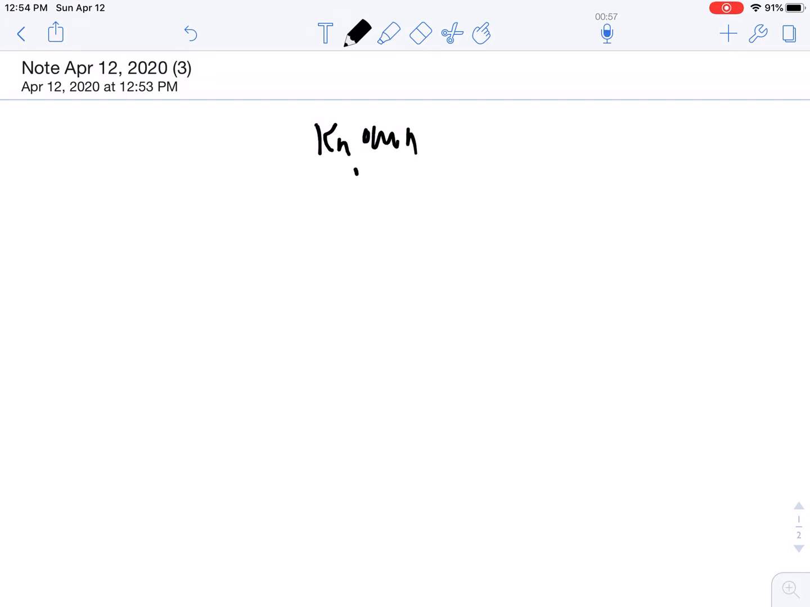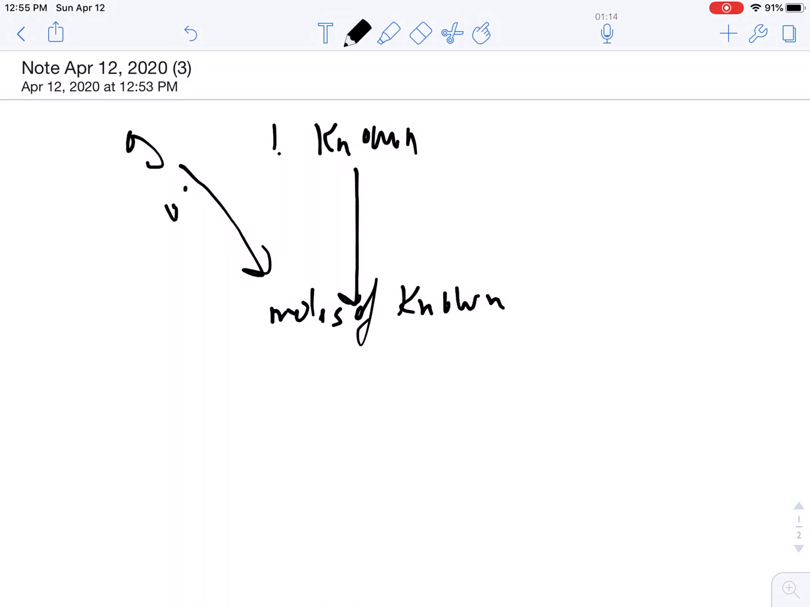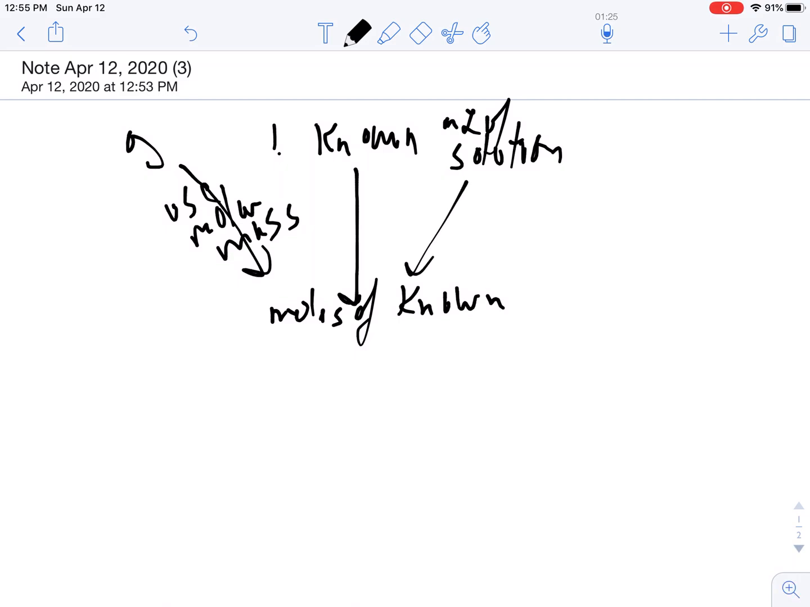and you're going to convert to moles of known. Now, how do you go from your known to your moles of known? It depends on what they give you. If it's in grams, you convert to moles of known using the molar mass. If they give you milliliters of solution, you convert to moles of known using molarity.